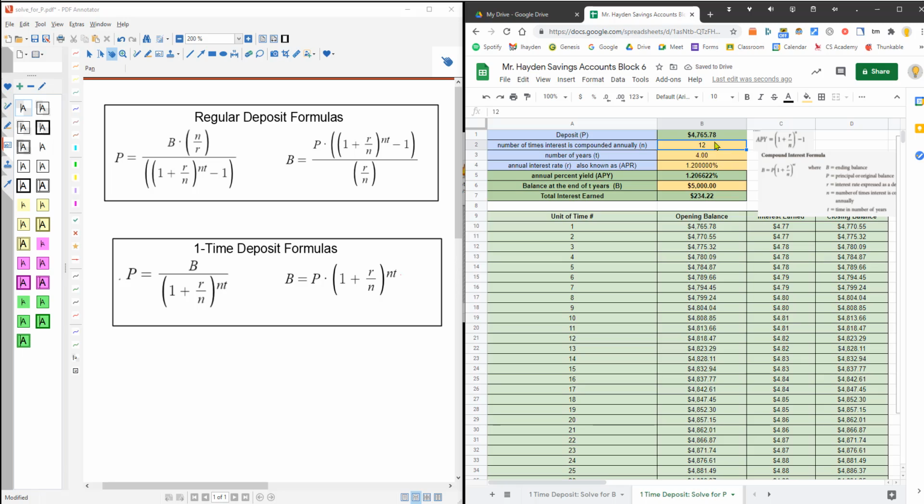All right, then I press equals, and there you go. For over 4 years, interest compounded 12 times a year, monthly, if I want to reach $5,000 at the end, I need to start off with $4,765.78. So let's enter this value over on the other spreadsheet.